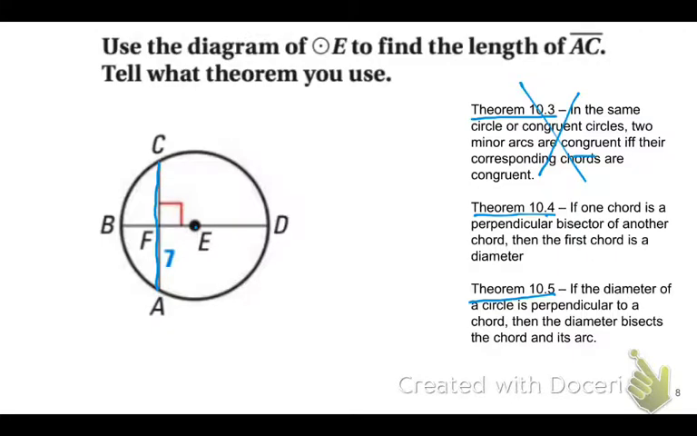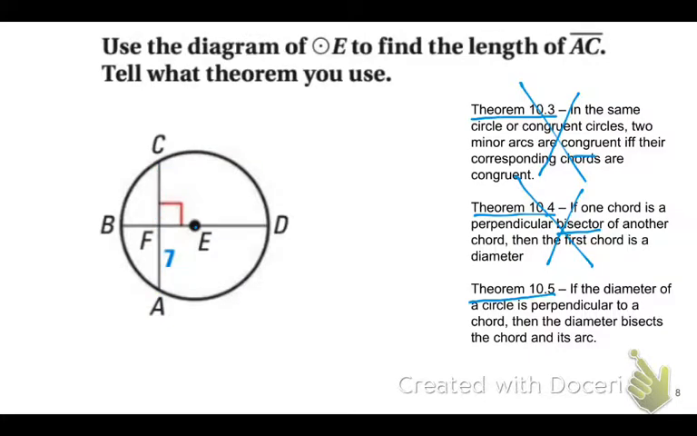Theorem 10.4 says, if one chord is a perpendicular bisector of another chord, then the first chord is a diameter. Well, we know they're perpendicular. That's what that little red box tells us. But we have no idea if it's a bisector. We're not told that this side is equal to this side. We don't know that for sure, at least not yet. So that one goes. So let me get rid of these little guys. So let's look at 10.5.